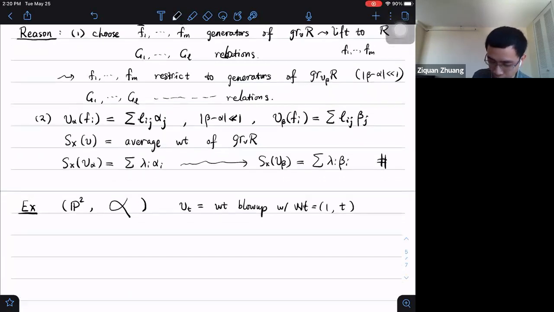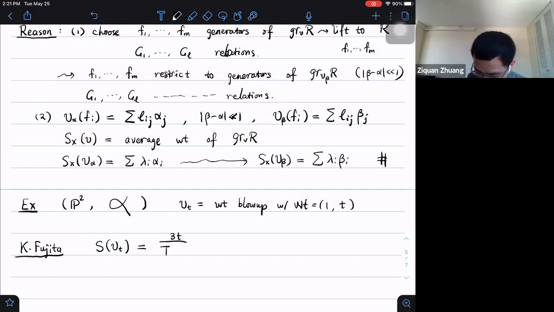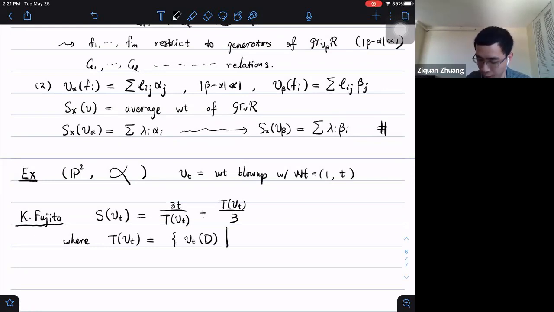I think Kento Fujita already computed this number in some sense. He showed that in this case, the Asym variant of my P2 of this weighted blow-up is equal to the following expression: 3t over the pseudo-effective threshold plus the pseudo-effective threshold over 3. I'm not going to repeat his calculation, but that's the final answer, where this capital T is the pseudo-effective threshold. In other words, it is the largest vanishing order of effective divisors that are Q-linearly equivalent to minus K.